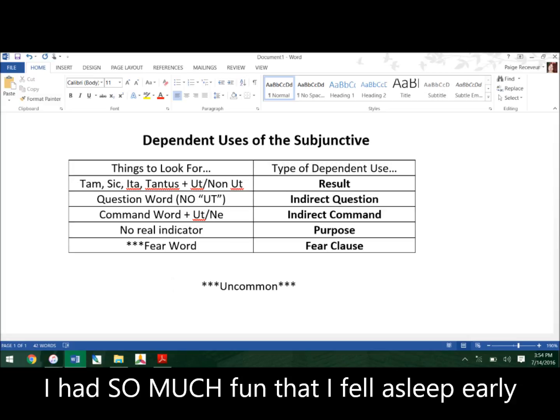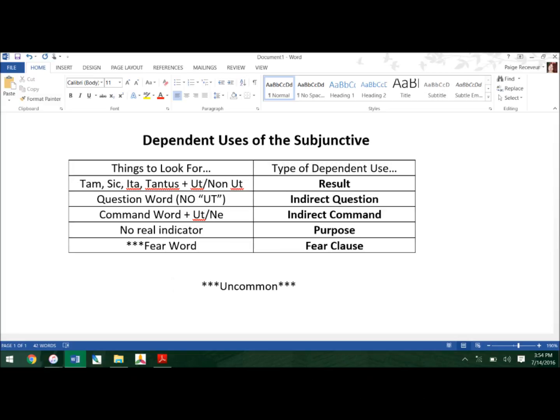Another thing to note about a result clause is that for a negative, you would use ut non instead of ne. So, for example, if you wanted to say, "I had so much fun that I did not fall asleep late," that would be an ut non instead of a ne.